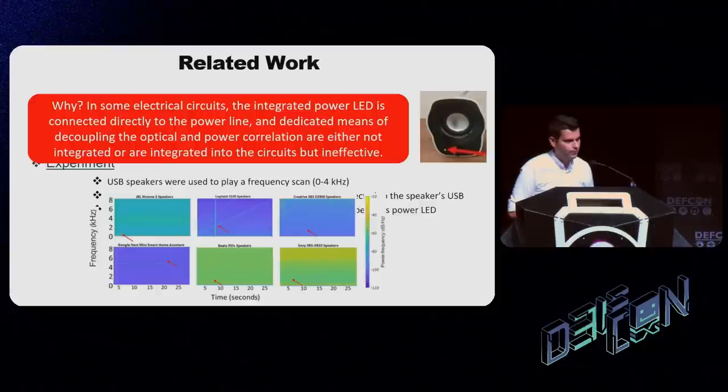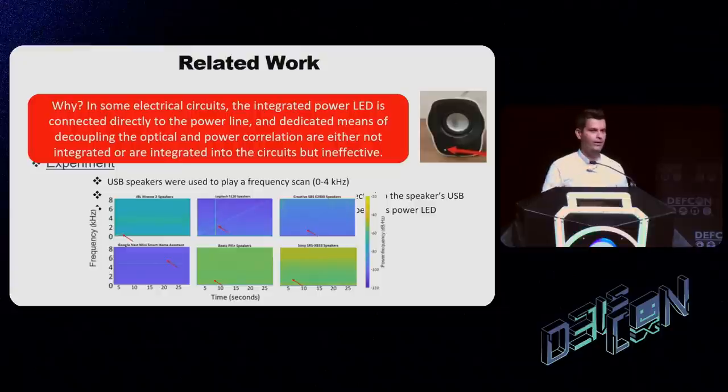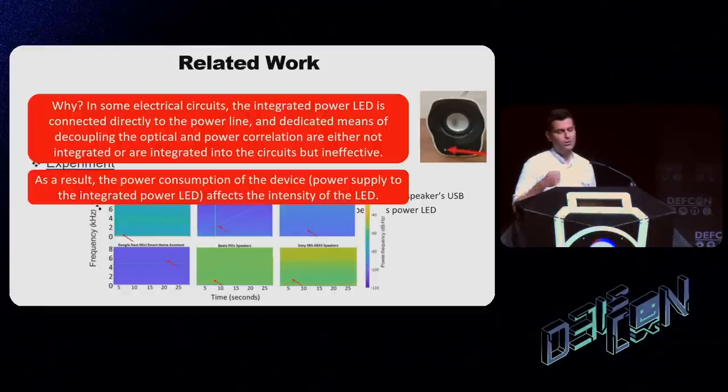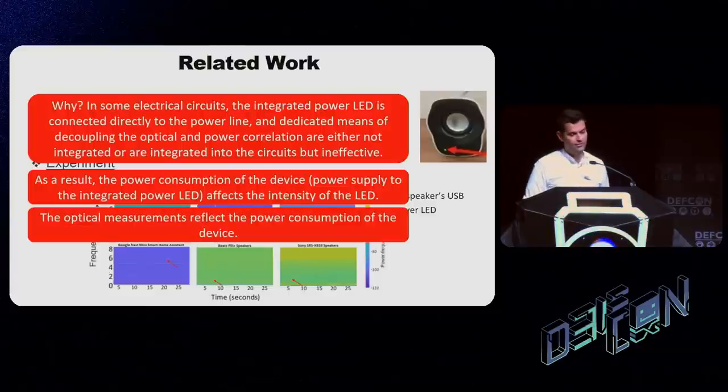Now, some of you still probably wonder, why do we see this correlation? So the fact is that in various electrical circuits, the integrated power LED is connected directly to the power line, okay? Moreover, dedicated means intended to decouple the correlation between the power consumption and the optical output are either not integrated into the circuit at all, or in some cases, they are integrated, but they are ineffective. Okay, and as a result, the power consumption of the device, which is essentially the power supply to the integrated power LED, affects the intensity of the LED. And due to this fact, the optical measurements reflect the power consumption of the device, okay?